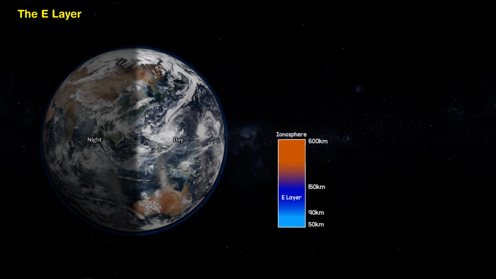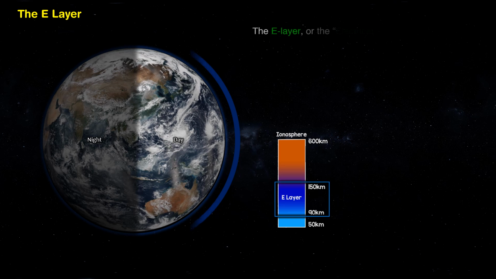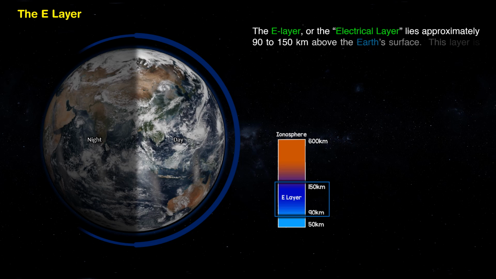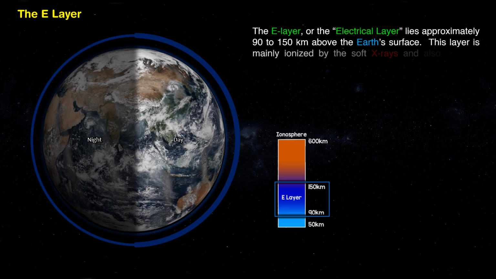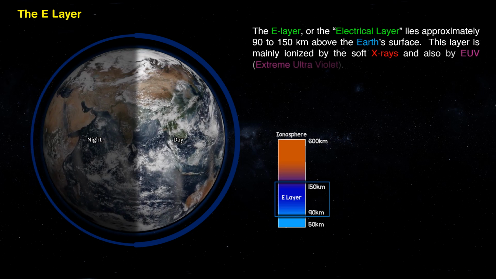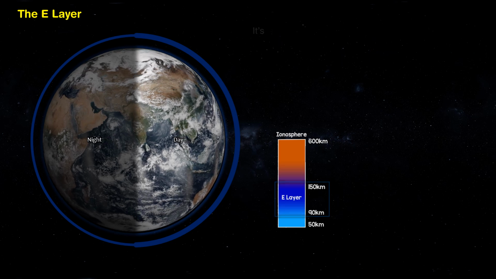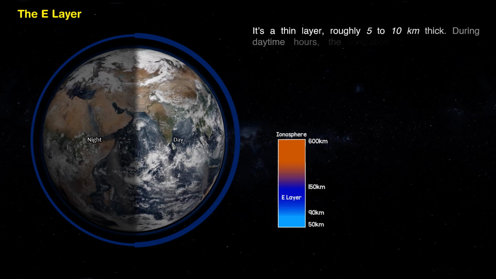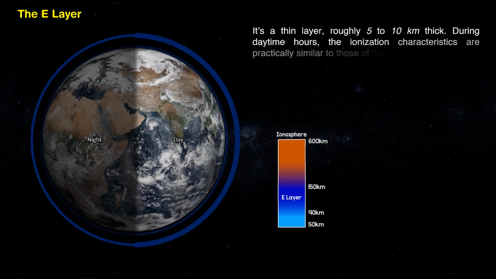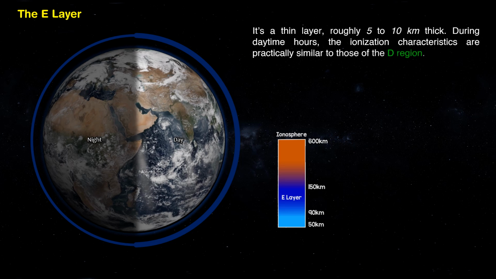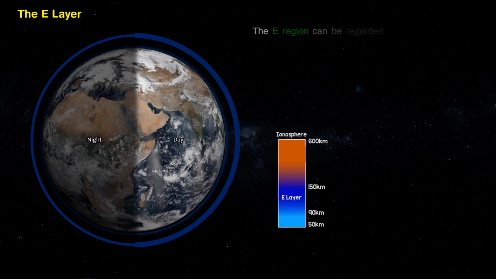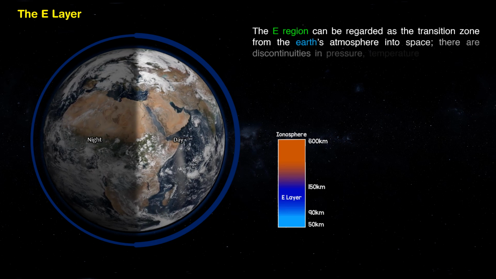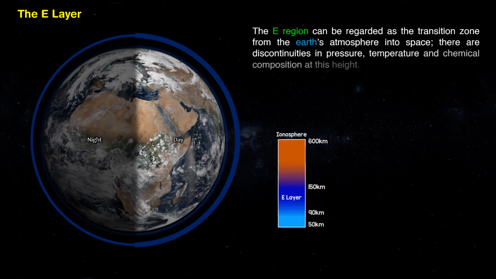The E layer. The E layer, or the electrical layer, lies approximately 90 to 150 kilometers above the Earth's surface. This layer is mainly ionized by the soft X-rays and also by EUV, extreme ultraviolet. It's a thin layer, roughly 5 to 10 kilometers thick. During daytime hours, the ionization characteristics are practically similar to those of the D region. The E region can be regarded as the transition zone from the Earth's atmosphere into space. There are discontinuities in pressure, temperature, and chemical composition at this height.